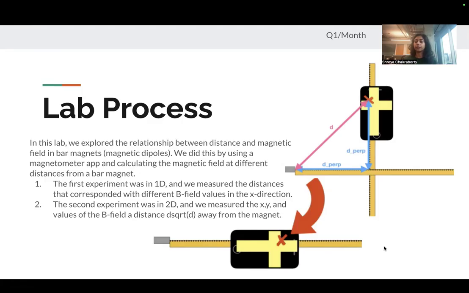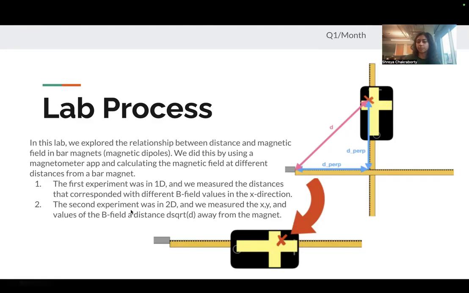For this first part of the experiment, we did this in 1D and we measured the different distances using our phone as a magnetometer and an app. For each distance, we were able to calculate the magnetic field at that distance, and then record the distances at which certain magnetic fields occurred and plot them to see a correlation that we'll go over a little bit later.